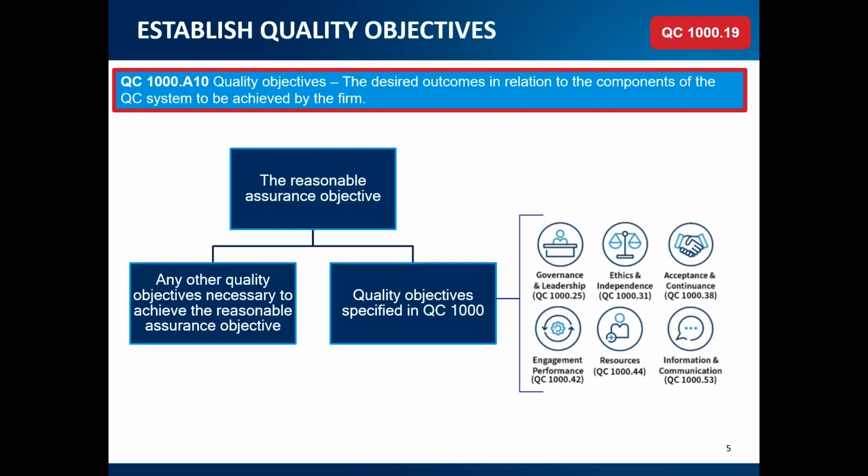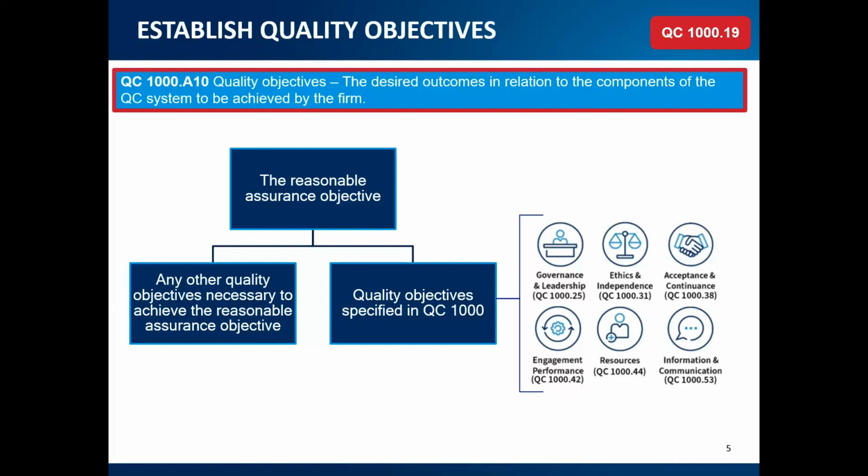Firms can establish additional quality objectives. Indeed, they are required to do so if necessary to achieve the objective of the QC system, but they generally cannot omit or modify any of the quality objectives set out in the standard. The board stated in the adopting release that for many firms, the quality objectives specified in the standard are likely to be comprehensive, and we do not expect in our current environment that additional quality objectives would generally be necessary. However, we also recognize that the nature and circumstances of a firm and its engagements will vary and the environment may change.